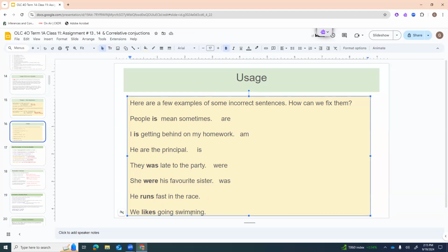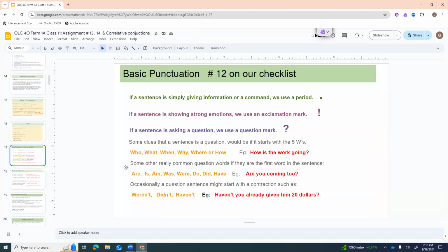We likes going swimming. The subject is plural. So the proper way is we don't have the S. We like going swimming. I don't know why. It seems like it would be easier to have no S on the singular and yes S for the plural, but that's just not how it's done in English.